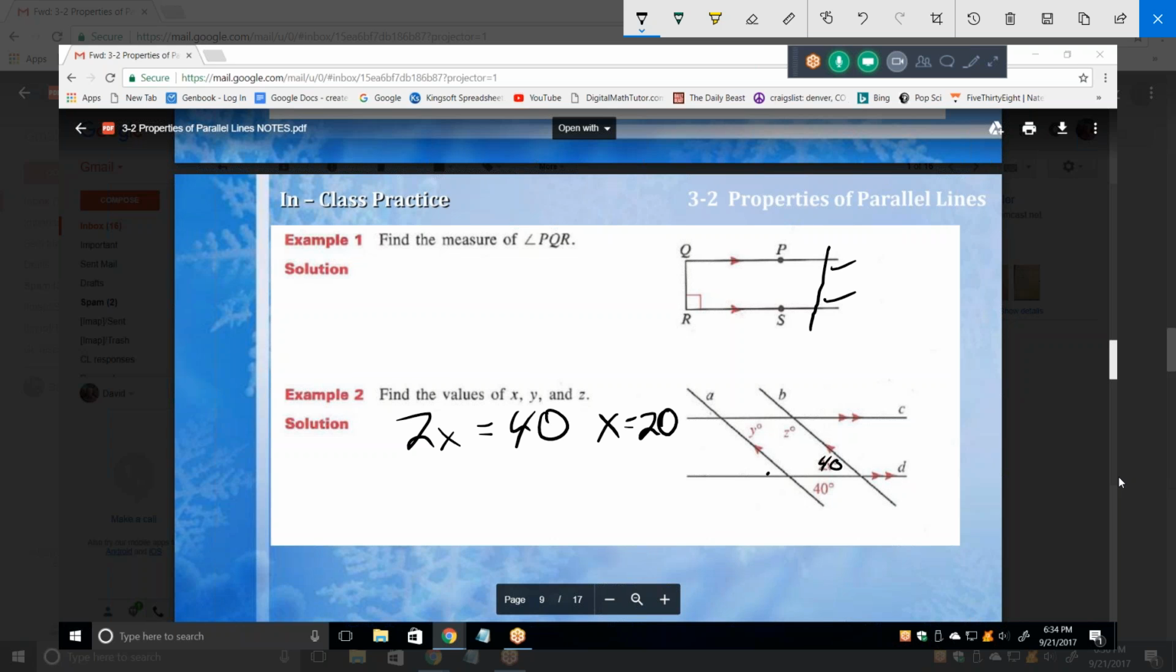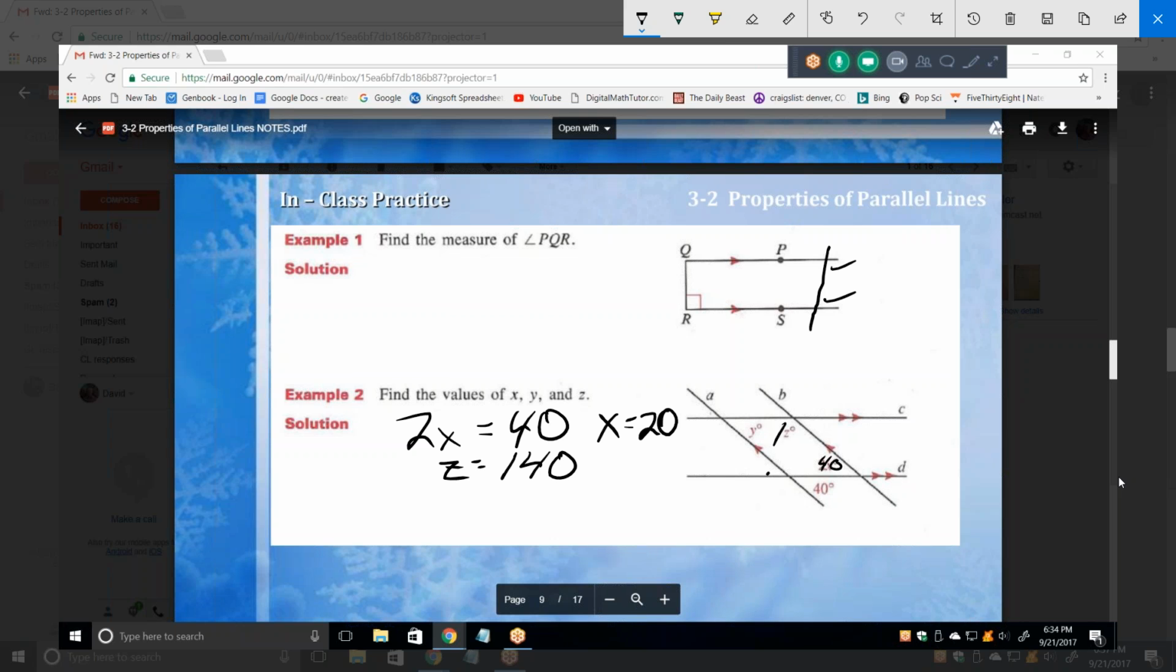I don't know if this one has a name because there are two transversals. Let's do Z first. I don't think we have a theorem that makes Y directly equal to 40 because it's part of a different set of parallel lines, unless I'm looking at it incorrectly. I don't think I am. Yeah, no, we can't immediately say Y is 40, but we can say what Z is. 140, because it's same side, so it has to be supplementary to the 40.